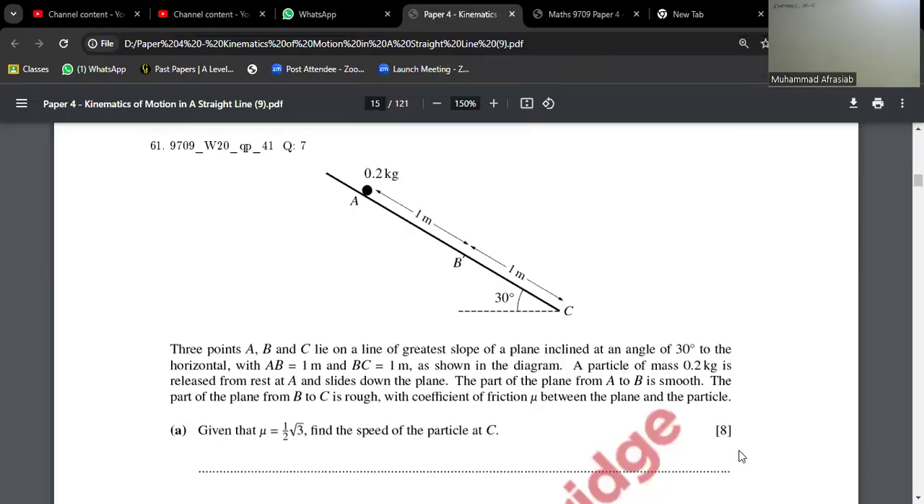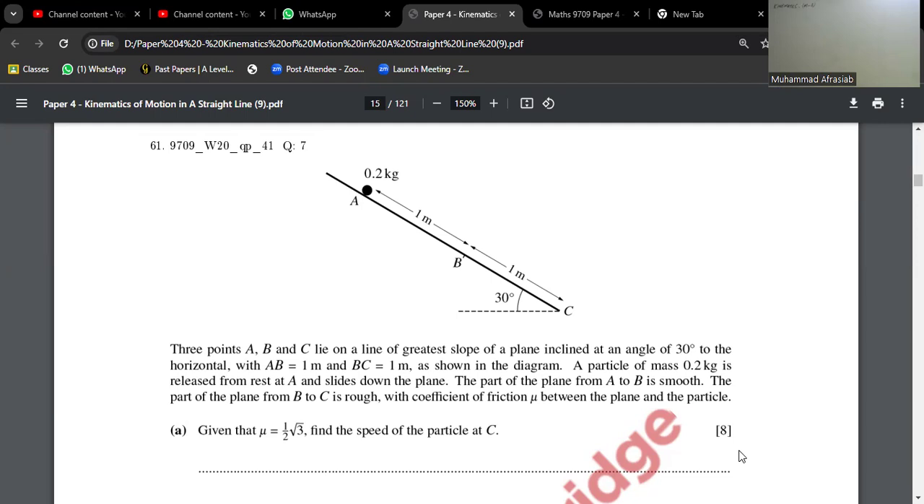3 points A, B, C lie on the line of greatest slope of a plane inclined at an angle of 30 degrees to the horizontal, with AB equal to 1 meter and BC equal to 1 meter, as shown in the diagram. A particle of mass 0.2 kg is released from rest at A and slides down the plane.